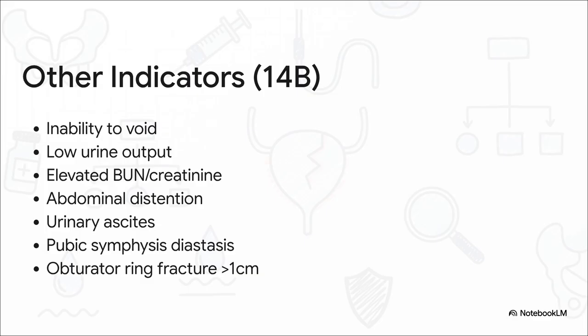So what are these other indicators we're looking for? Well, they fall into a few different buckets. First, you've got your clinical signs, things like the patient being unable to void, low urine output, an elevated BUN to creatinine ratio, or abdominal distension and pain. Second, there are specific imaging findings to watch for. If you see low-density free fluid in the intraperitoneal space, that's urinary ascites, that's highly suggestive. And third, there are specific fracture patterns to be aware of, like pubic symphysis diastasis or an obturator ring fracture with more than 1 centimeter of displacement.